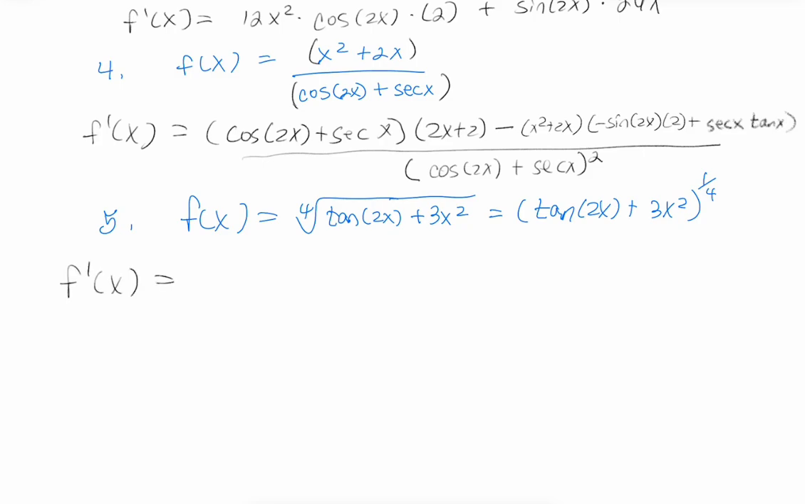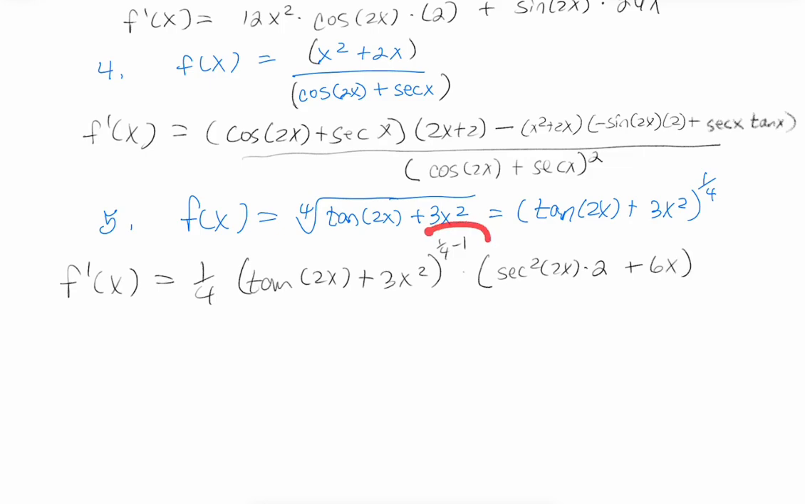So how do we do the derivative of this? We drop down the 1/4. The stuff stays there. We drop the power down by 1. Times the derivative of the inside. So now it's where we take the derivative of the inside. The tangent is a secant squared. That is a secant squared of the stuff times the derivative of the stuff, plus the derivative of a 3x squared, which is a 6x.